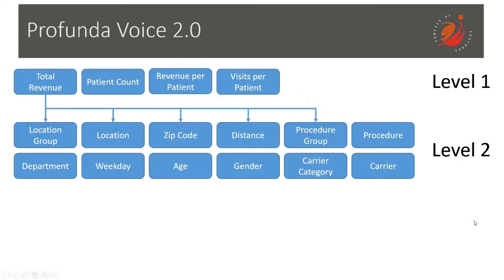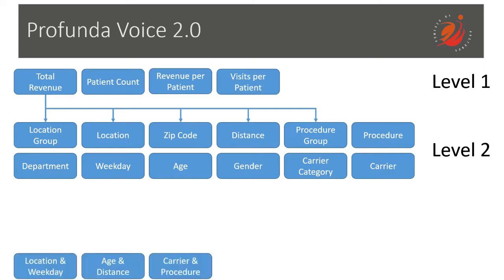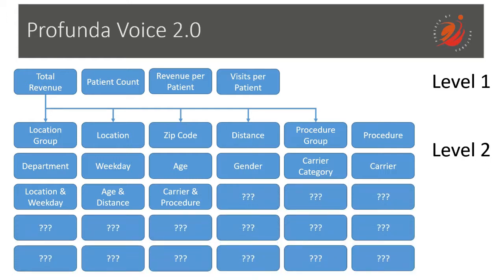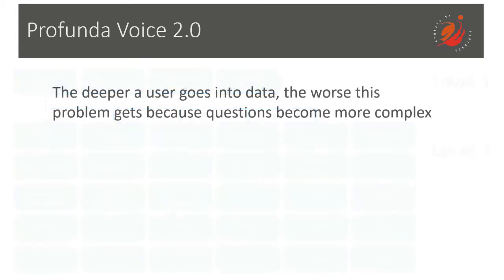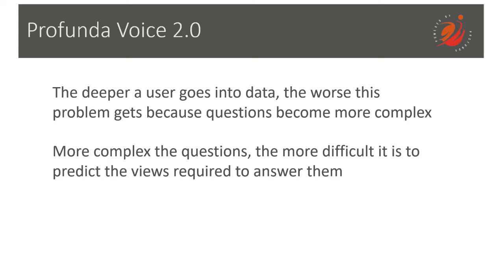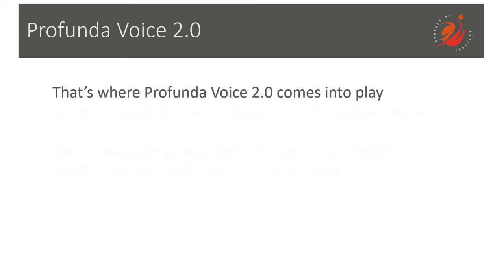When you design a traditional dashboard, you can only build a tiny percentage of these possible combinations. But no matter which ones you choose, your system will be unable to answer the vast majority of possible questions. The deeper a user goes into the data, the worse this problem gets because questions become more complex. And the more complex the questions, the more difficult it is to predict the views required to answer them. This is where Profunda Voice 2.0 comes into play.